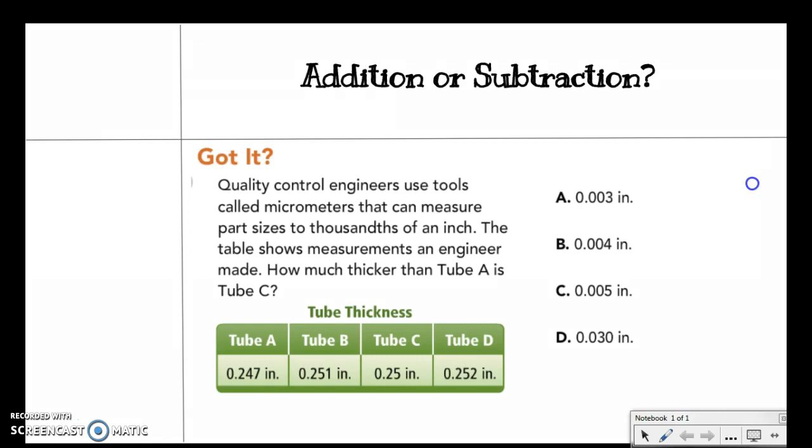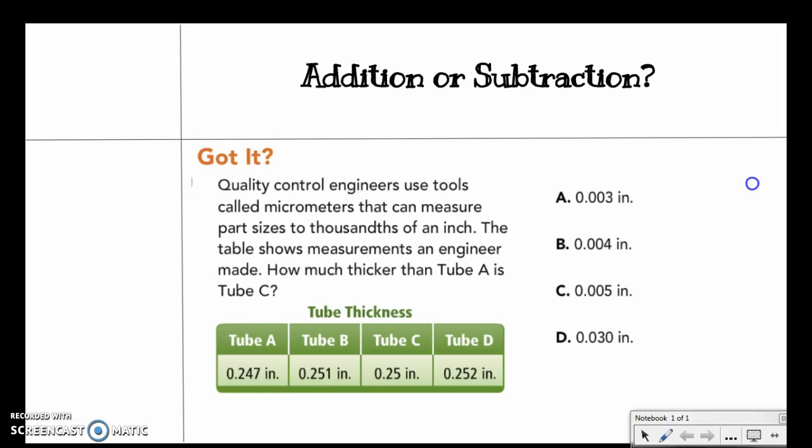All right, so the last question. Quality control engineers use tools called micrometers that can measure parts sizes to thousandths of an inch. The table shows measurements an engineer made. How much thicker than tube A is tube C? Now, engineers are very specific. So Ms. Harry is down as an engineer, and that would be something that you're interested in too.